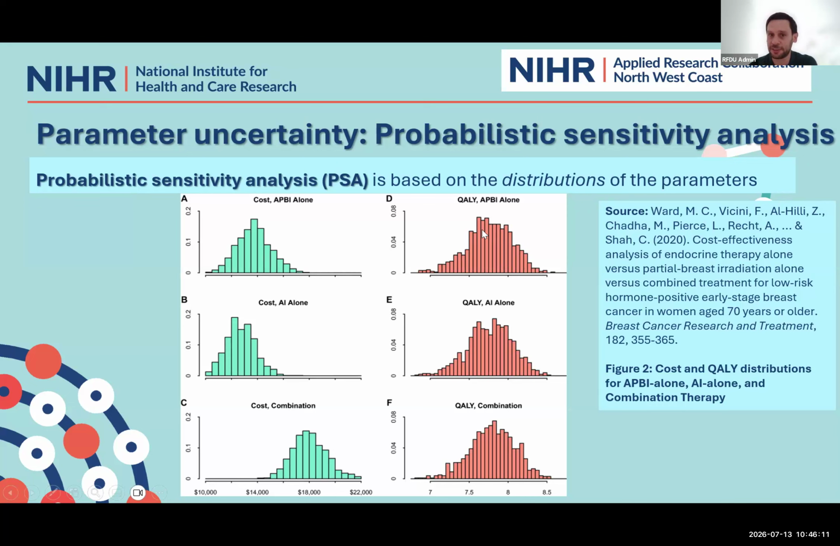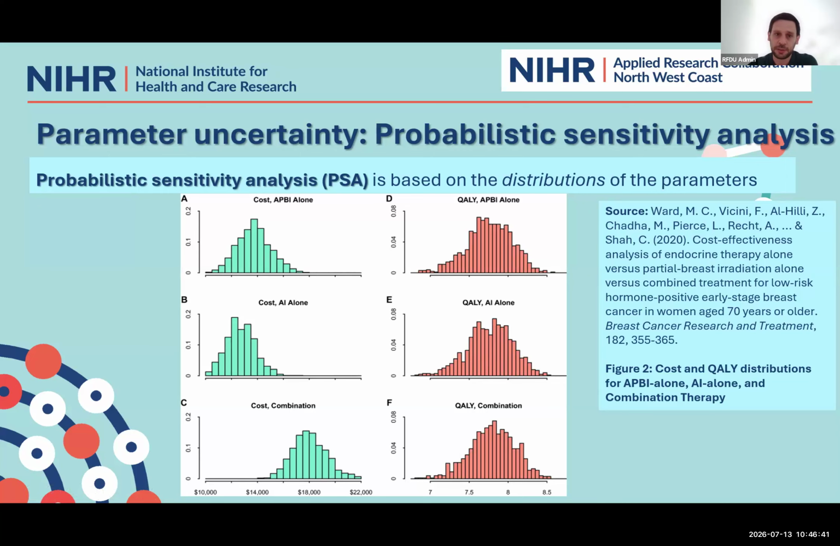We're looking beyond the average level. We're looking at other plausible values for cost and QALYs, which could be realistic, and we have to take them into account. Similar interpretation goes for the other figures. So you've got the cost for AI alone here, the QALYs for AI alone, and the combined scenarios here. Again, you can see there are some average values and some other values which could still be plausible and realistic, so it's important to take them into account.